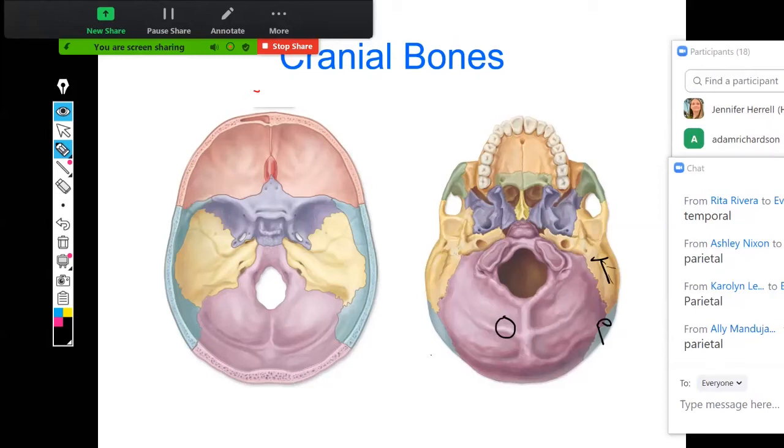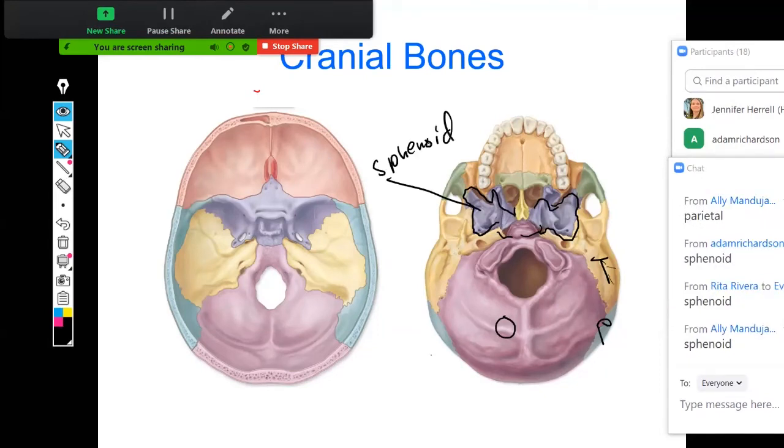Looking from the bottom, it's got a little bit of a different shape. You guys see the bat right here? My tracing's going a little crazy. Yeah, right in there. Sphenoid, good. Can't see the ethmoid from here. It's like up and behind. Okay, those are the ones you can see from the bottom.